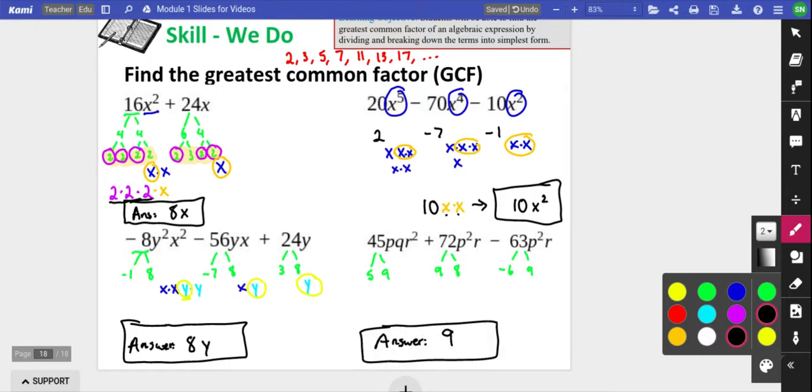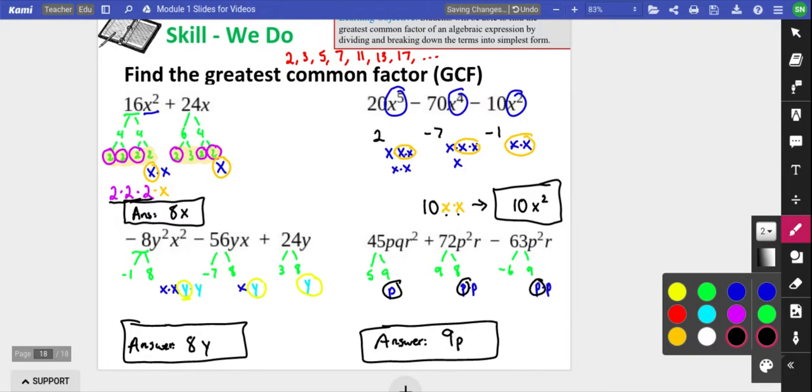Now let's look at the letters. This one has a P. 72 has P squared, that means P times P. And 63 has P times P. Now, if you look, the biggest number that they have in common would be 1P. That's the one I will be putting down here.